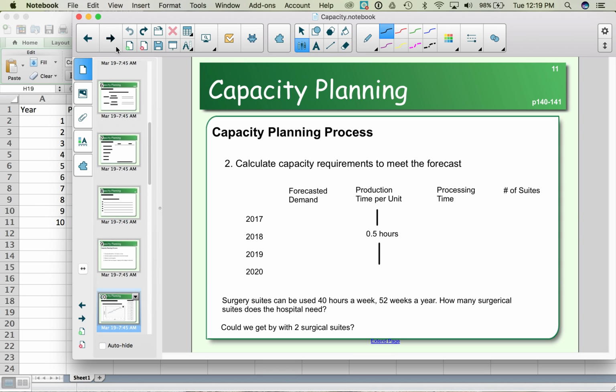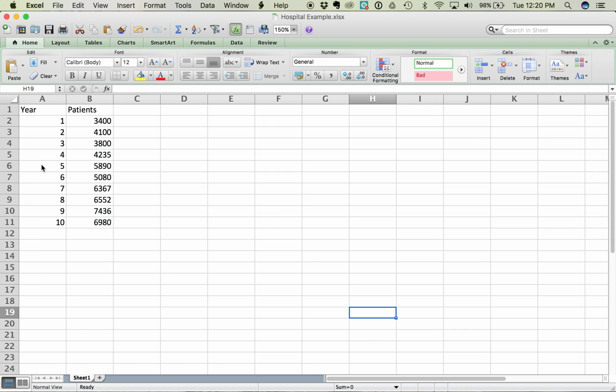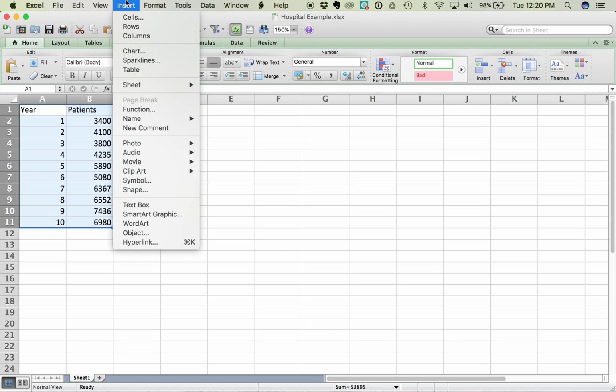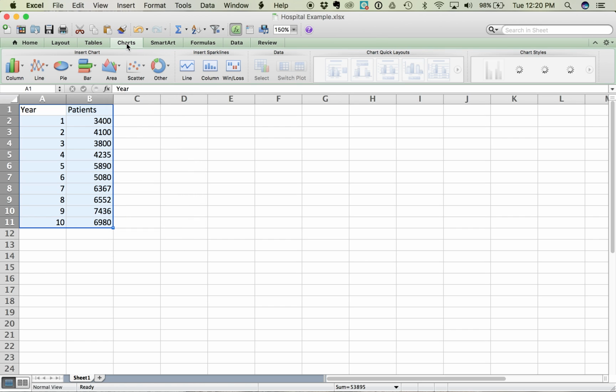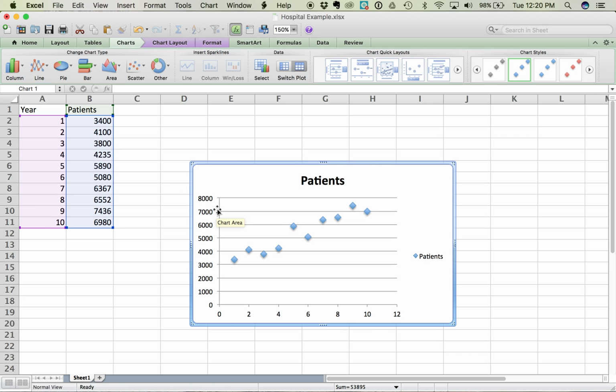So let's look at a hospital example. Let's start with the data we have here. Here we have the last 10 years and the number of patients that we have treated at our hospital. So our first step is going to be to do some forecasting. We can take our data and insert a chart, in this case a scatter plot. And we want to fit a line of best fit to it.